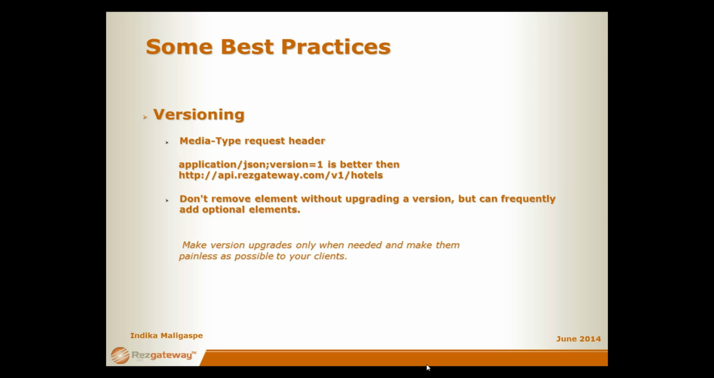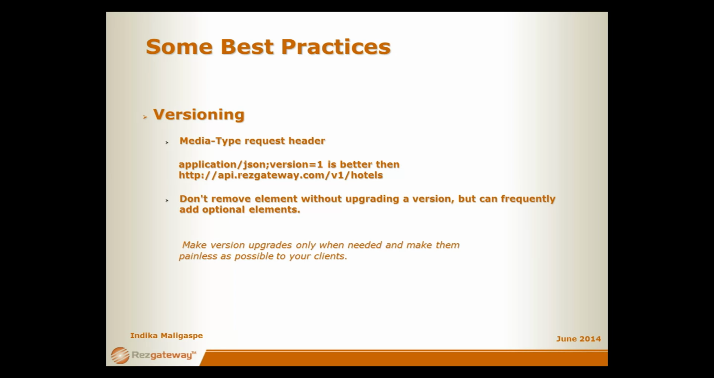Versioning. Versioning means how you version or how you do version upgrades. Now, what we have seen most of the time is that versions are maintained in the URI. For example, your URI would be something like api.restgateway.com/v1/hotels. Now, this is version 1 of our API. If the API is of version 2, it may become v2.